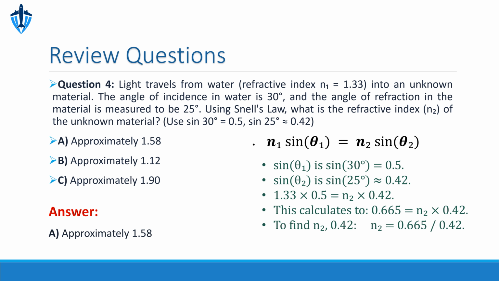To find N2, we divide both sides by 0.42. N2 equals 0.665 divided by 0.42. Performing this division gives us N2 approximately 1.58. This result means the unknown material is optically denser than water, as light bent towards the normal, from 30 degrees to a smaller 25-degree angle, indicating a slower speed of light in that material.